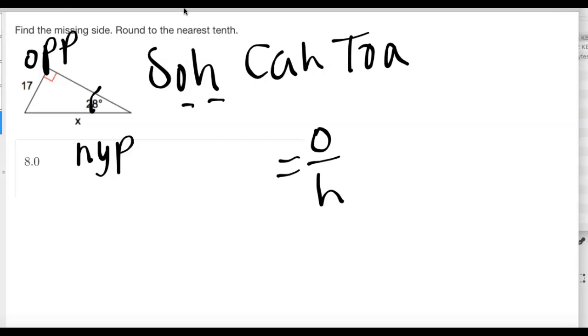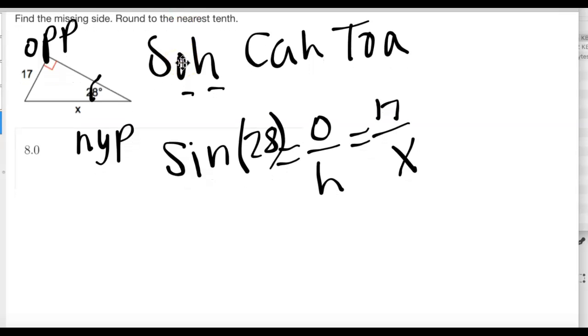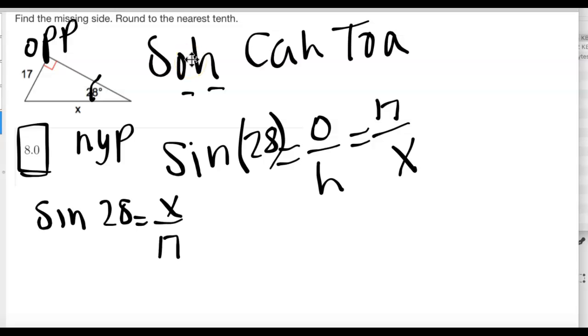So it should look like this: sine, and then we'll have a 28. And we are then going to put in the side that has the opposite, which is 17, and this side here, which is an unknown. Now, what I noticed, and you can see this person's answer is wrong, and it's wrong because what happened is that they set it up like this. So x is not always necessarily on the top. So I think there's a little bit of confusion about that part.